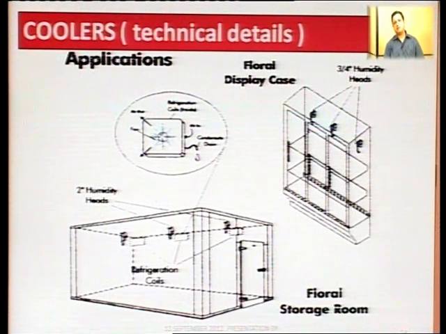This slide shows technical details of a cooler. We can see this is a cooler, a big cooler. Here are humidifiers which control humidity, and here are coils which control temperature of the coolers. This is a big room type cooler. This is a small side unit type cooler.